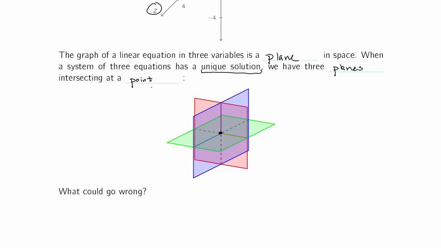In the plane, there were only 2 things that could go wrong. Either we had 2 parallel lines, or we had 2 equations that actually described the same line. In space, because we have 3 planes to play around with, there are more things that can happen. And that's what we're going to discuss in the next 2 videos.